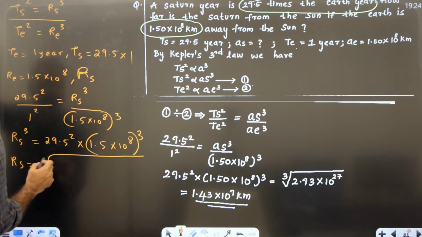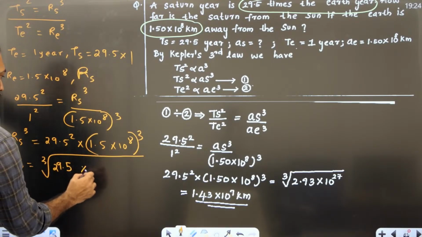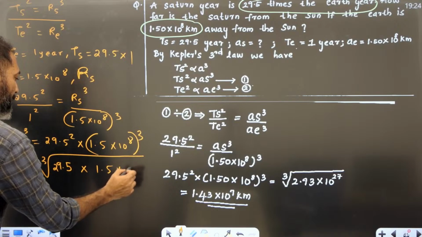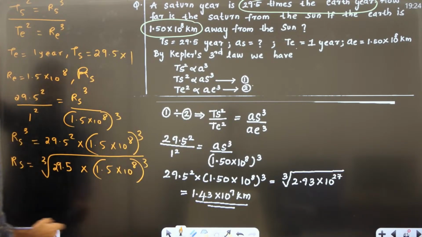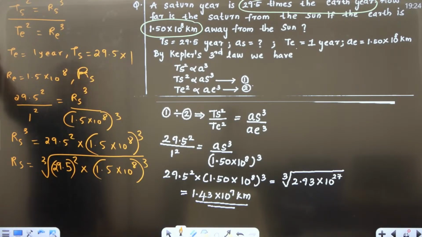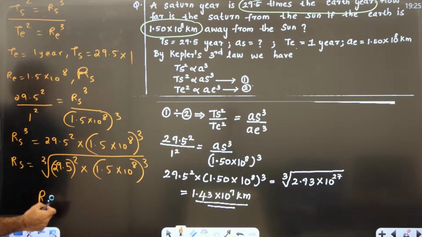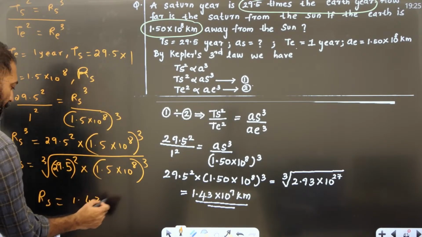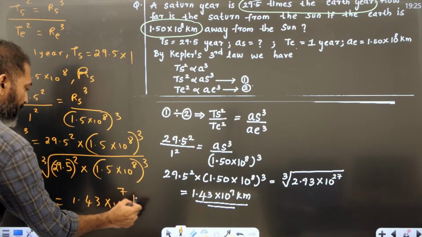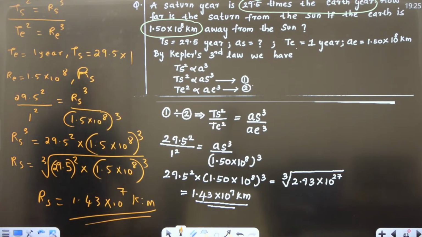So what is Rs? Cube root of 29.5 square into 1.5 into 10 raised to 8 the whole cube. If you solve this, it's not easy to solve without a calculator. You will get the answer 1.43 into 10 raised to 7 kilometer.